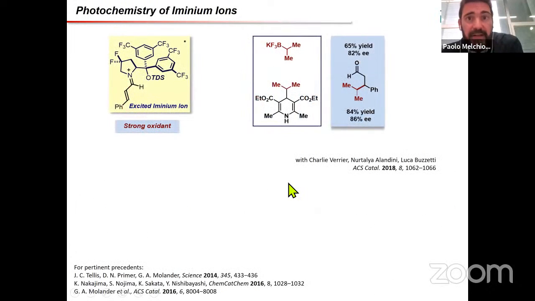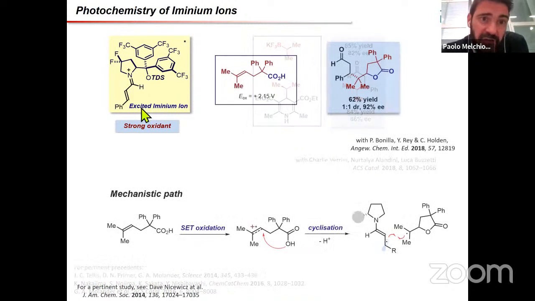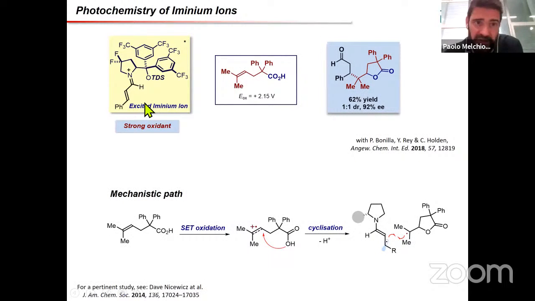There are other organic radical precursors that we can use, such as trifluoroborates or dihydropyridines, such as in this case. And we can generate isopropyl radical, but also many other secondary carbon radicals, and we could intercept them at the beta position of cinnamaldehyde. We estimated that in the excited state, the iminium ion is really a strong oxidant with an oxidation potential of about 2.2, 2.3 volts.